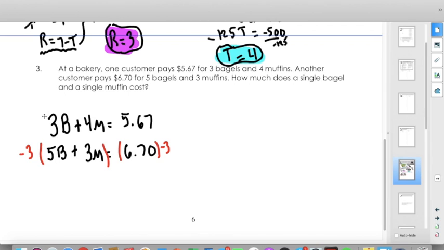Now, if I do -3 times 5b, that's going to give me -15b. I want the same number, but with the opposite sign for b. So it's -15 here. I want this to be +15. So I'm going to multiply everything on this side by 5, because that will allow me to cancel out the b's when I do that multiplication.